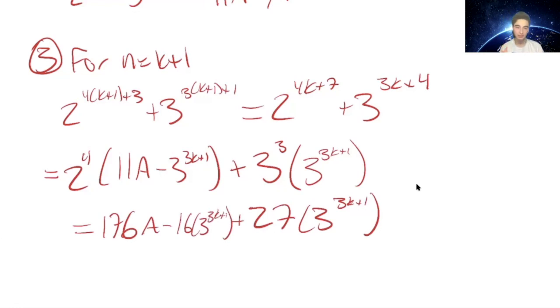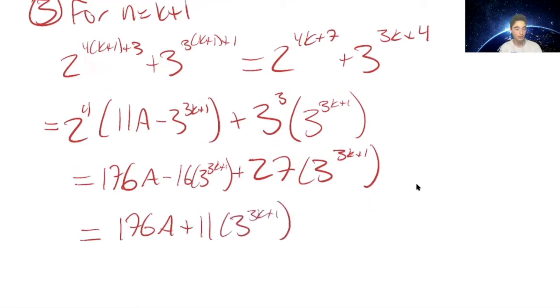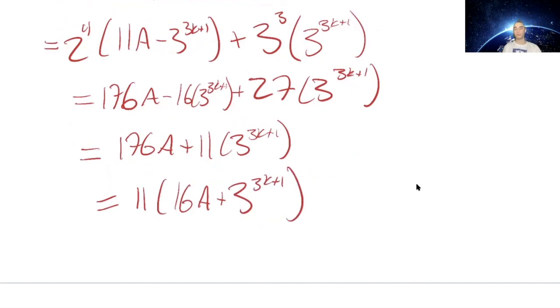Now look how easy this is. We now have equals 176a plus 11 times 3 to the 3k plus 1. Now look at this. Ladies and gentlemen, we have made it, because what can we do with this whole thing? Take out an 11. So we have 11 times 16a plus 3 to the 3k plus 1. Look at that. We can take out an 11 out of the whole thing. What does that mean? If we can take out an 11 out of the whole thing, that means the whole thing is divisible by 11.